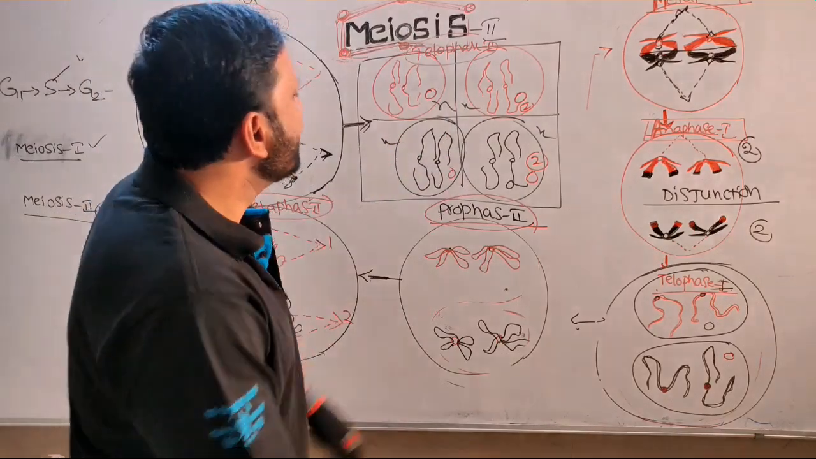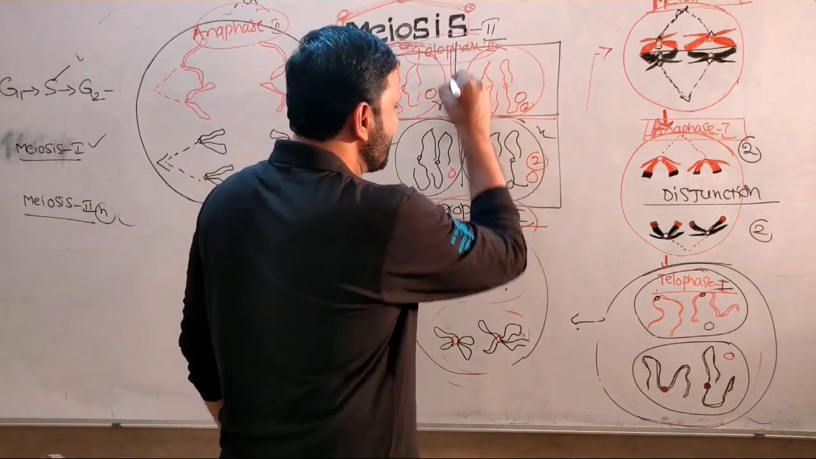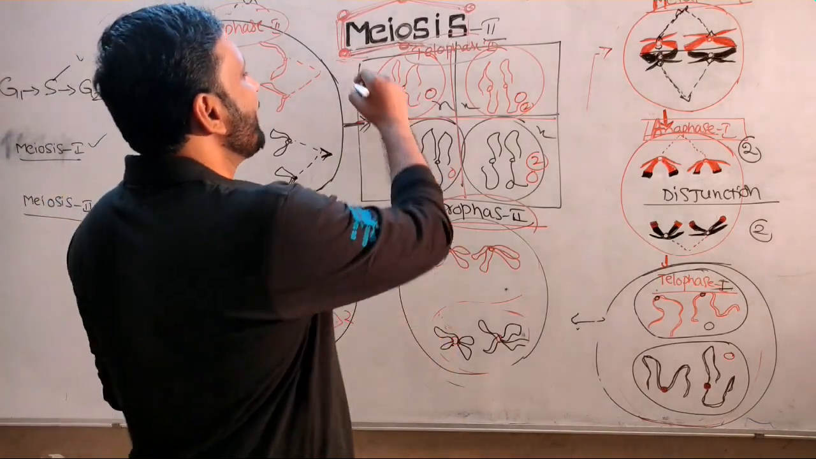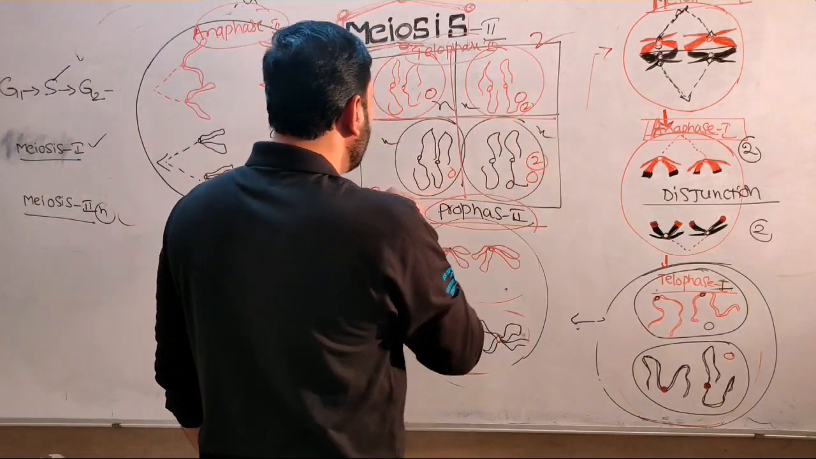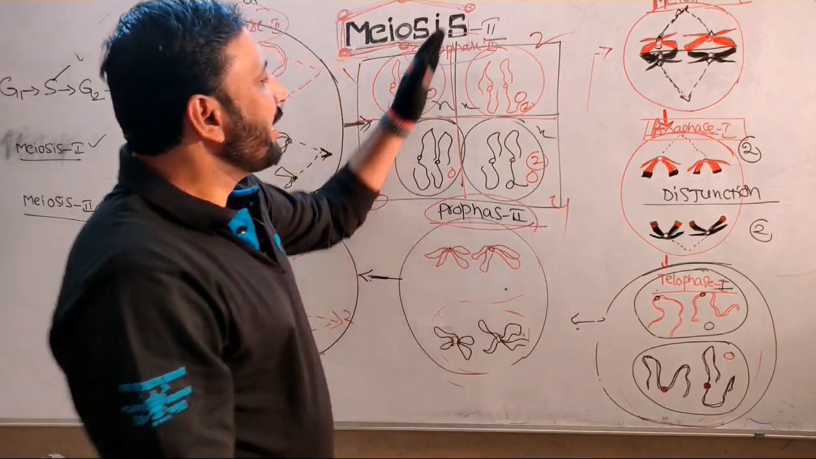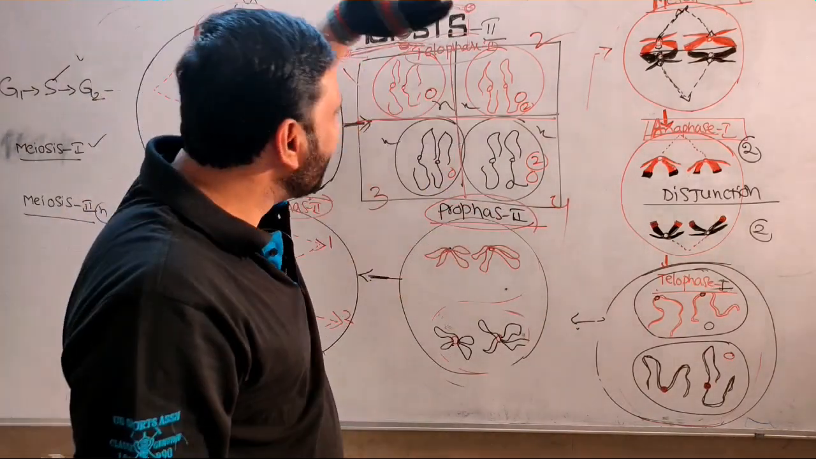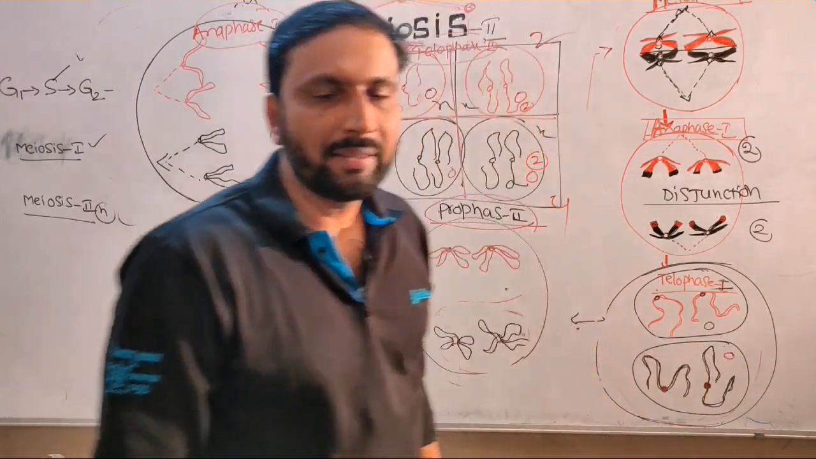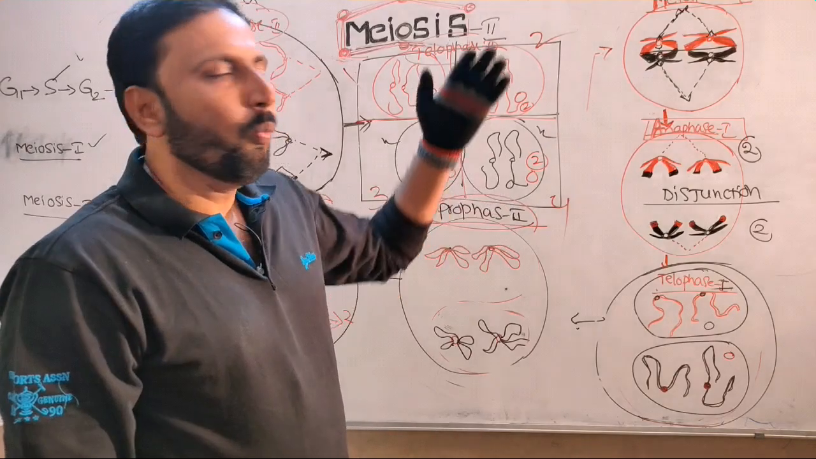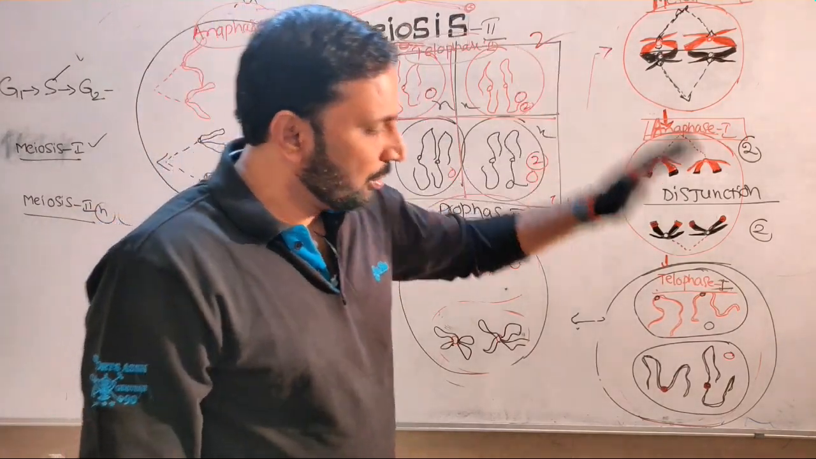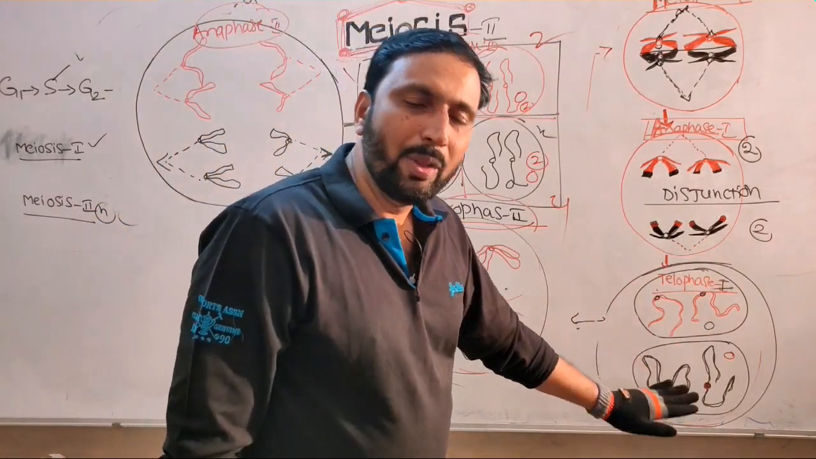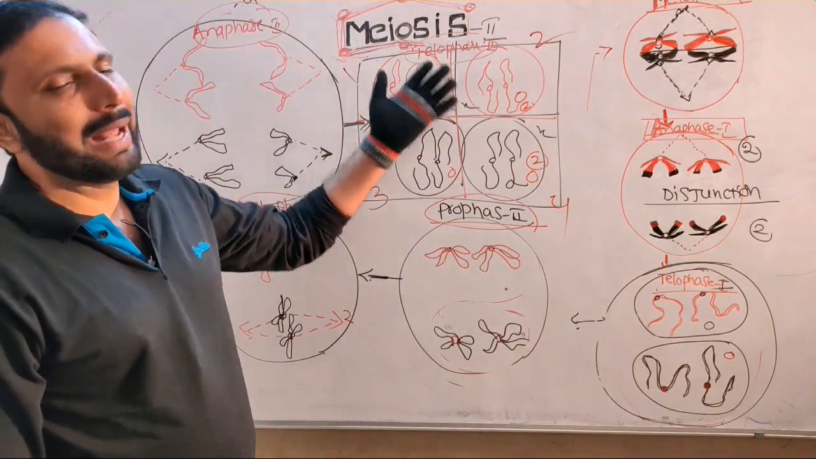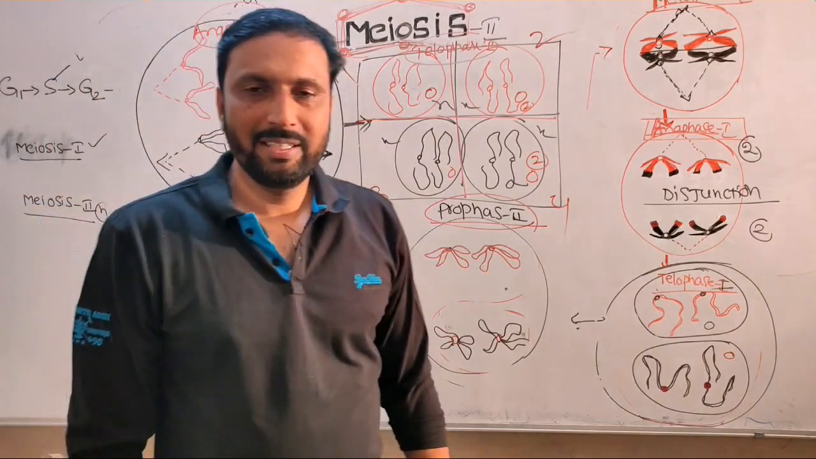Okay, and finally, cytokinesis takes place. After cytokinesis, how many cells are formed? 1, 2, 3, 4. This cytokinesis may take place at the end of telophase 2 or at the end of telophase 1. Like that, in meiosis, the mother cell divides into two daughter cells. Those are haploid cells. Those haploid cells again divide into 4 haploid cells. This is the meiotic division.